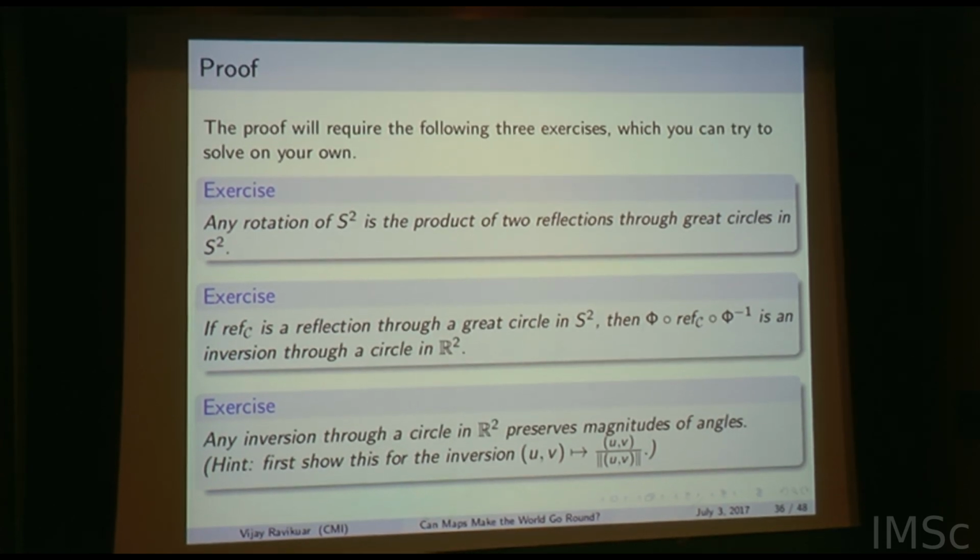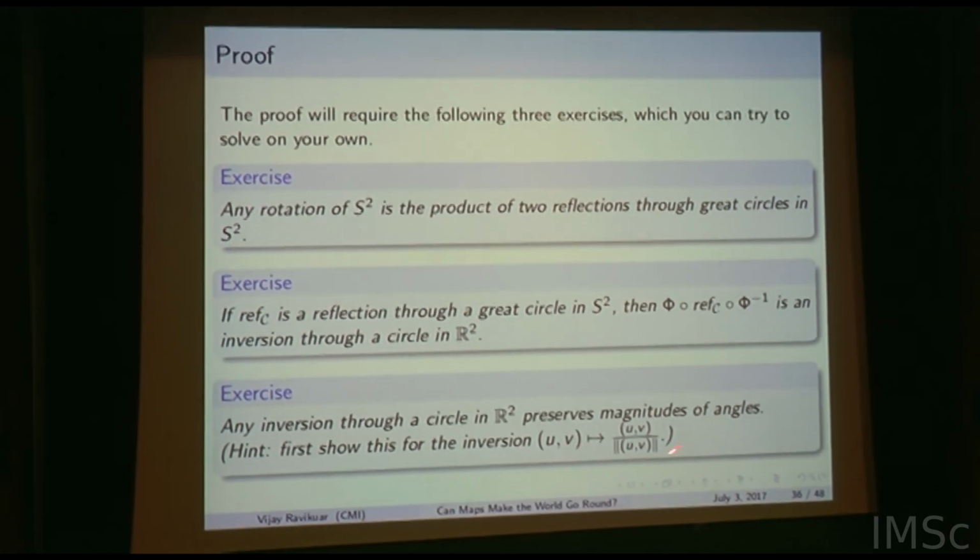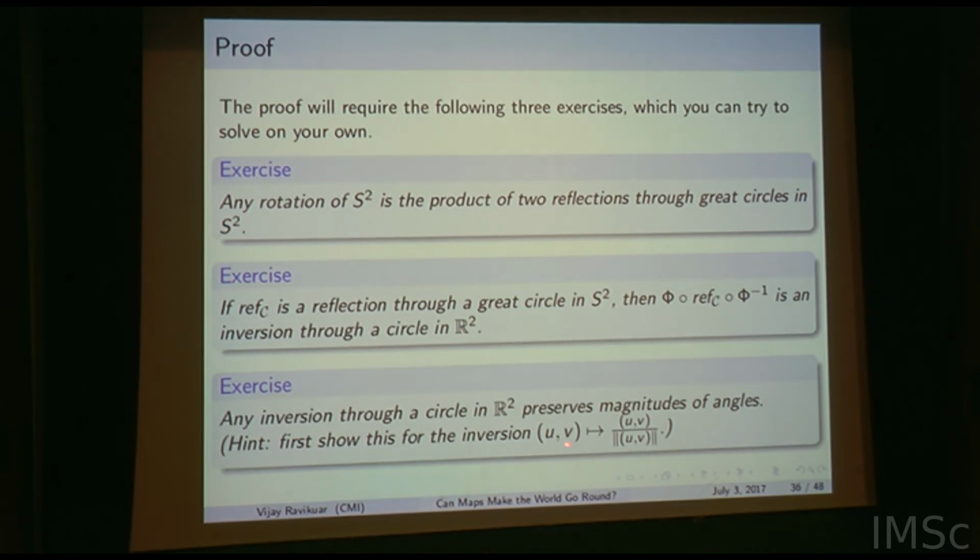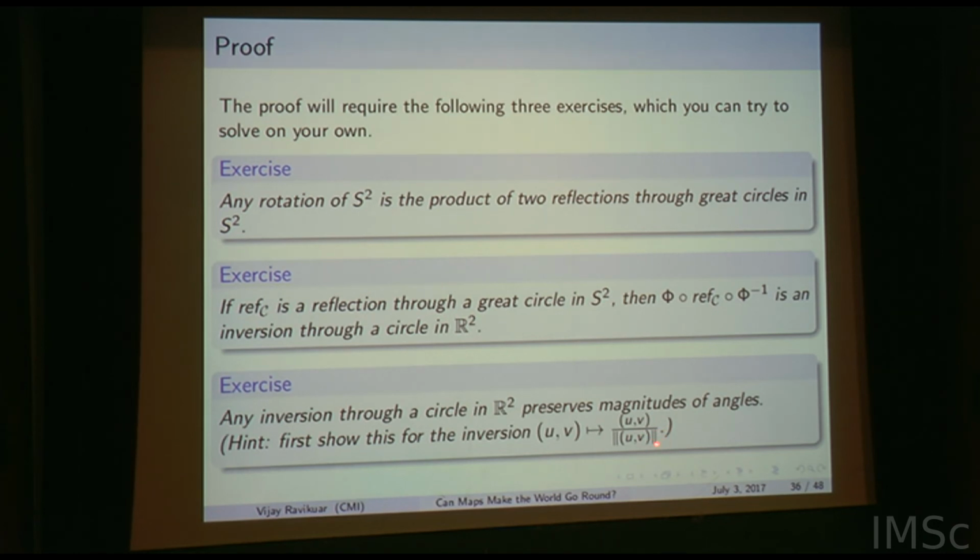So inversion through a circle is just this map here, inversion through the unit circle. It sends a vector (u, v) to (u, v) over the magnitude of (u, v). Now, sorry? We should have a square in the denominator, you're saying? Yes, that's right. So there's a missing square here. Sorry, I should have written (u, v) over u squared plus v squared.